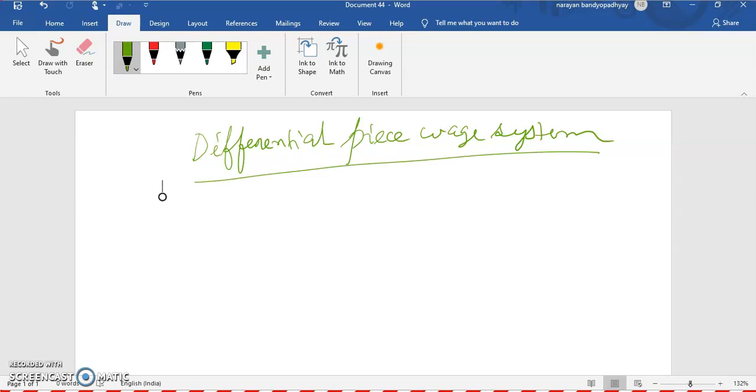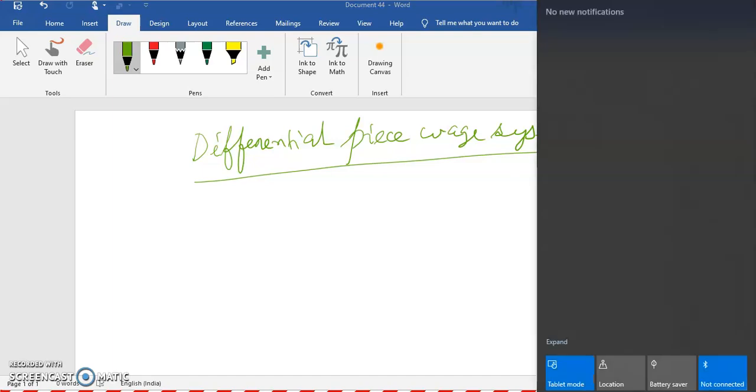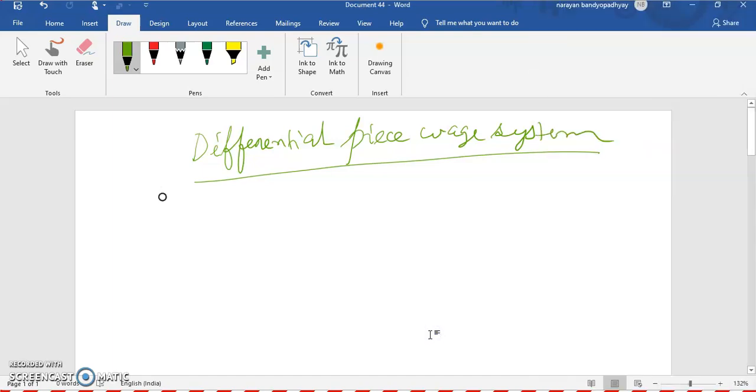Lecture number 7. So now see, Taylor has advocated the differentiation between the efficient and inefficient workers. Basically, he has made a differentiation between who is an efficient worker and who is an inefficient worker. So how has he done this?